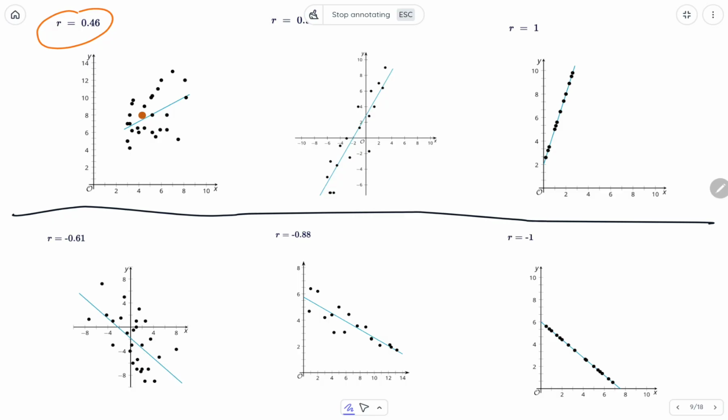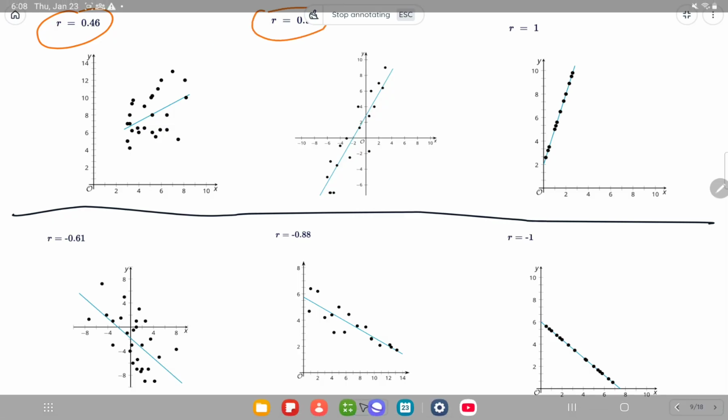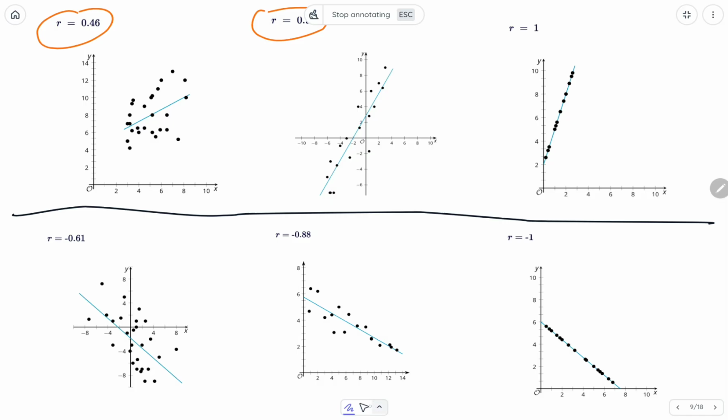So the R for this one is 0.46, right? It's really weak. The points are not very linear. For the second one over here, it's 0.94, right? It's pretty strong. If you look at where the points are trending, they're definitely going up. It's a pretty accurate line of best fit.